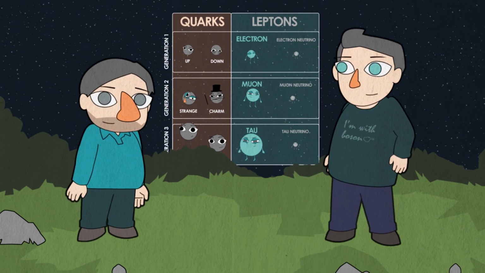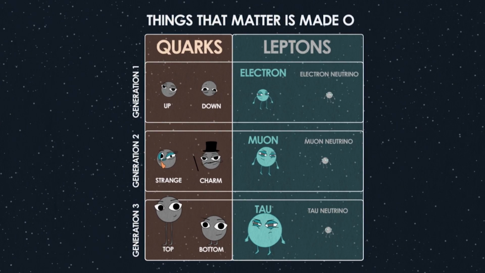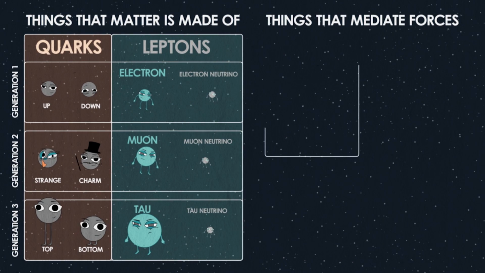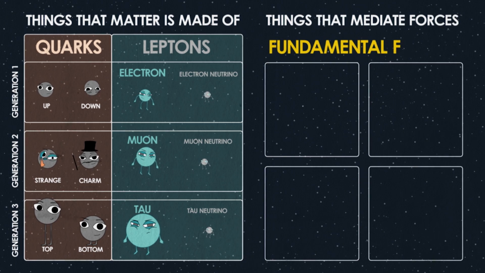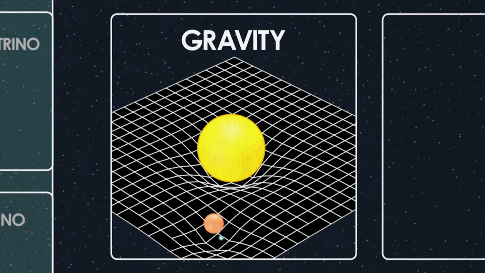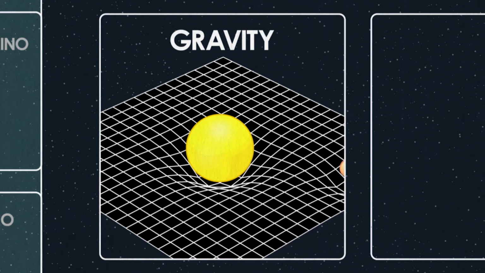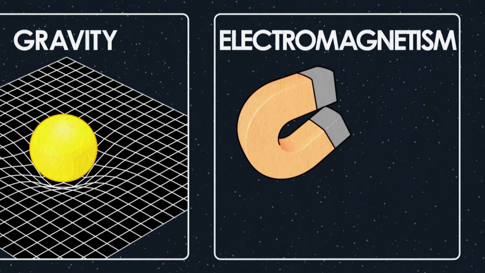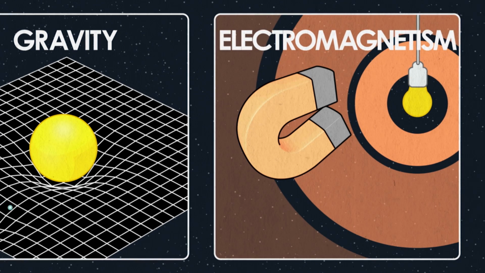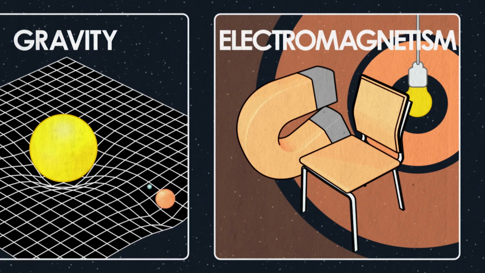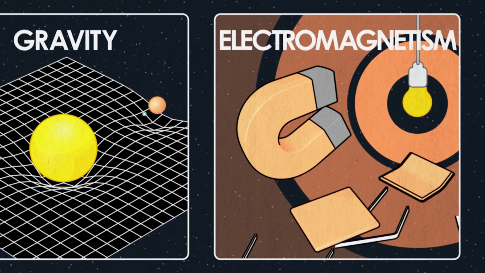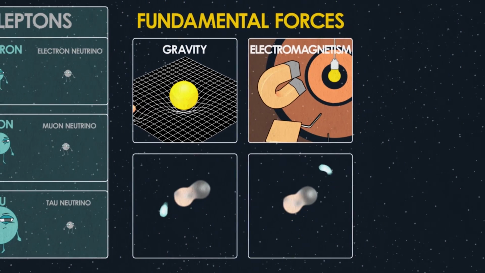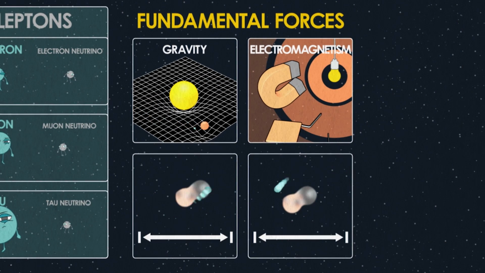No. Those are the things that matter is made of. We still have to talk about the things that mediate the forces between matter. There are four known fundamental forces. There's gravity, which we know from everyday stuff. There's electromagnetism, which we also know from everything in our lives, magnets, electricity, light. Electromagnetism is also what holds atoms together, and the fact that the chair you're sitting in doesn't fall apart. That's mostly electromagnetism.